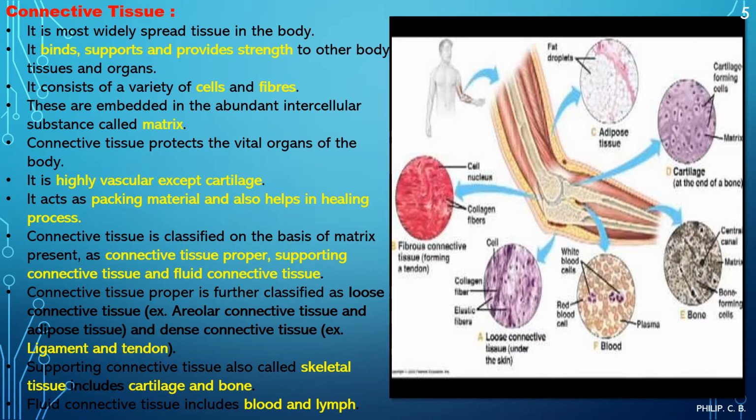Now it consists of a variety of cells and fibers. As we saw in the previous slide, there are different types of cells and fibers, which we will be learning further. Then they are embedded in the abundant intercellular substance called the matrix. So here matrix substances are present where the cells and the fibers are present. Connective tissue protects the vital organs of the body. So the functions are, that is, they protect the important organs.